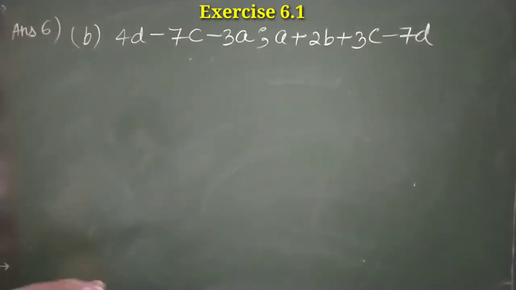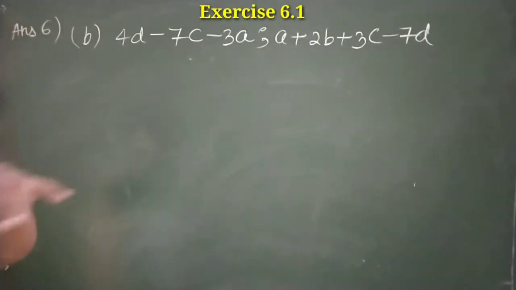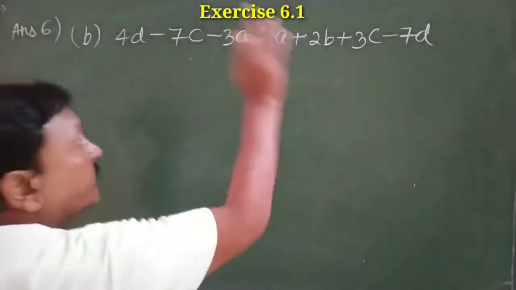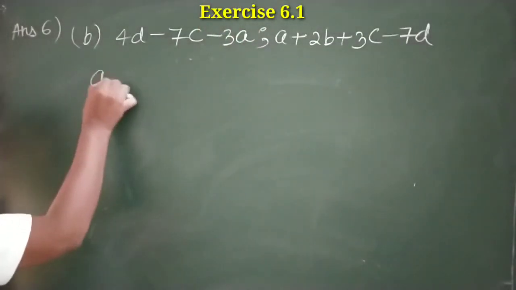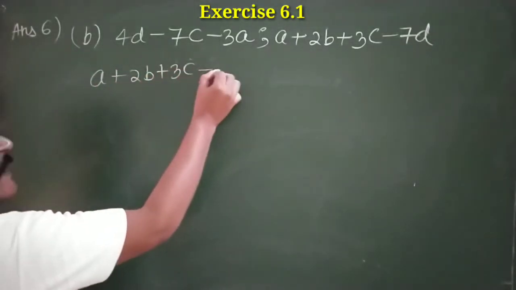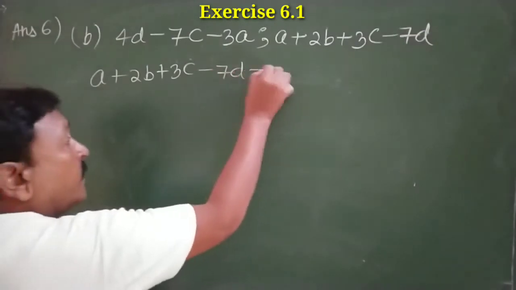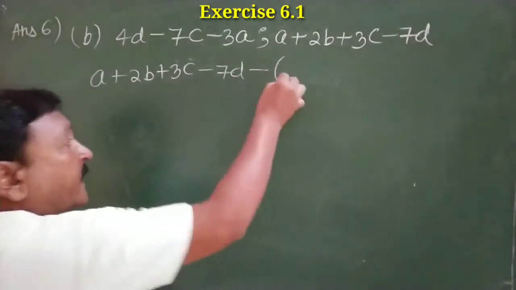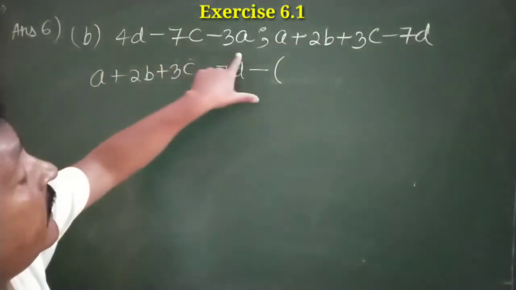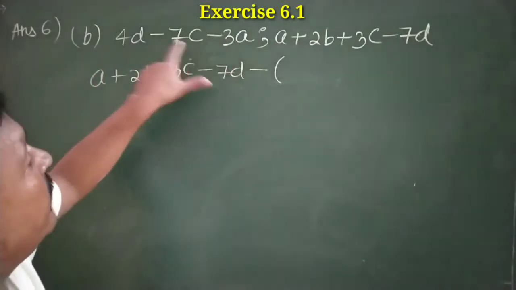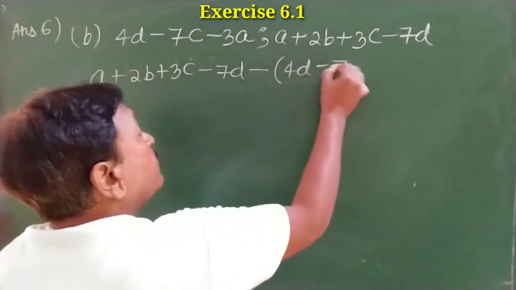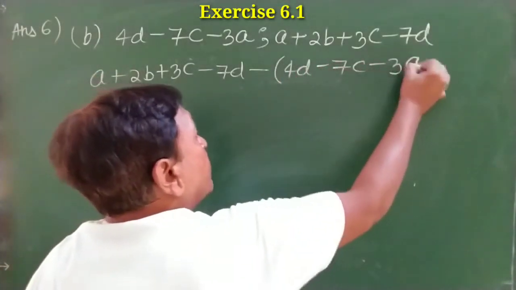Okay, in 7c also we have two polynomials and we have to do the same thing. Subtract the first polynomial from the second. So first of all, write the second polynomial: a plus 2b plus 3c minus 7d. Then put the subtraction sign and put one bracket. I had just told you that it will change the sign of each and every term of this polynomial: 4d minus 7c minus 3a, okay?